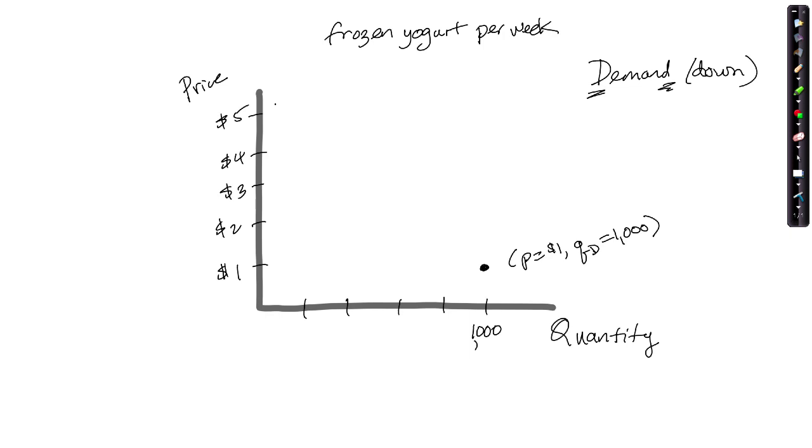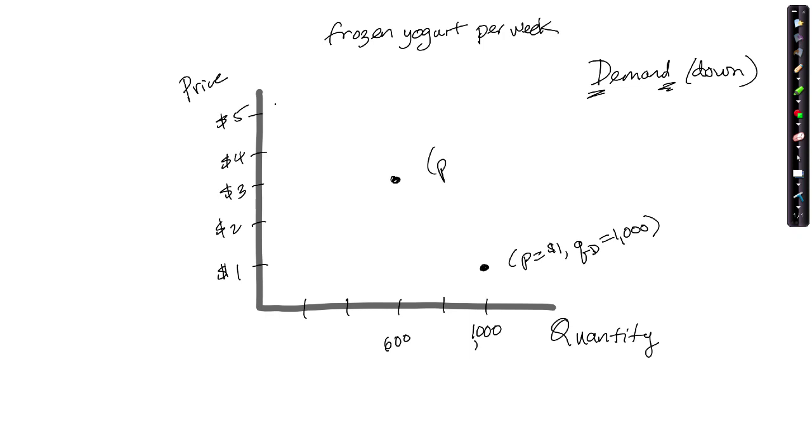How many 6-ounce cups of chocolate flavored frozen yogurt would you buy in a week if the price was $3? And people say, oh, not as much, that's kind of pricey. And so we add up their answers again, the 0 plus the 2 plus the nah, not at all. And we find out that at a price of $3, the quantity demanded is 600 cups.